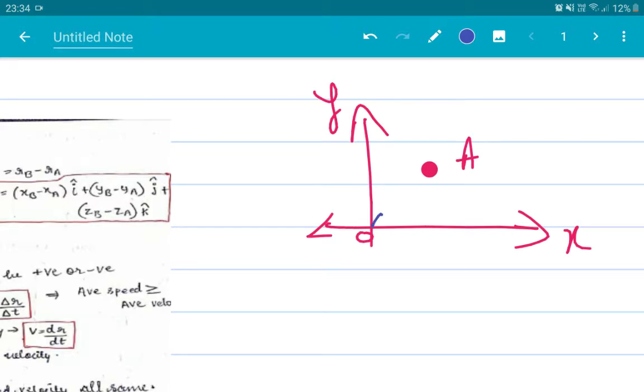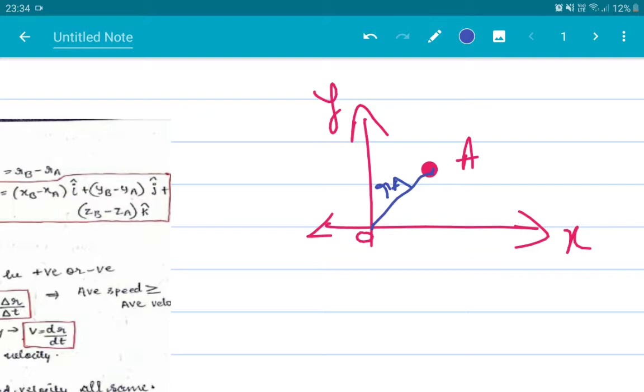The distance from origin to point A, we'll consider it as RA. So this is the distance from the origin to point A. Now you want to find the position vector, or position, of that particle at point A.